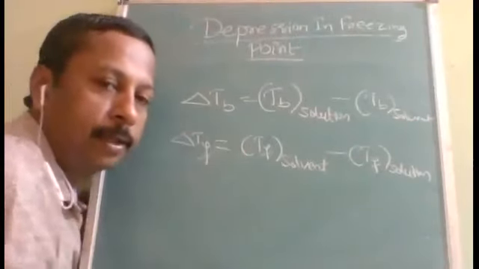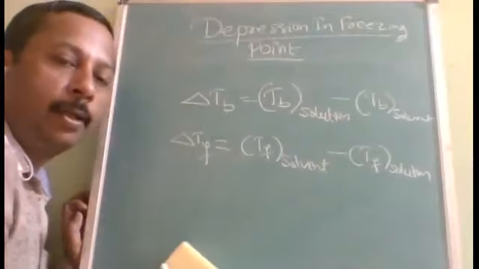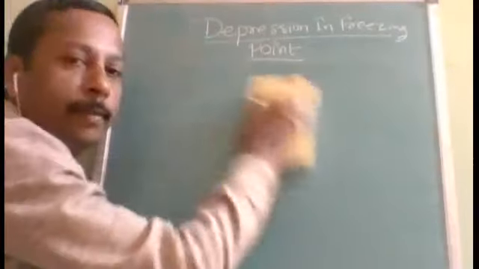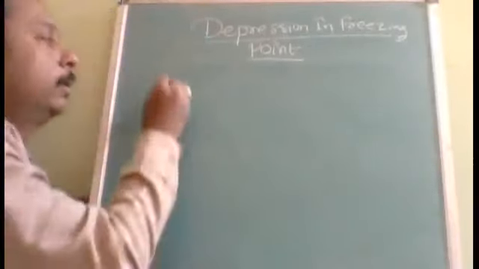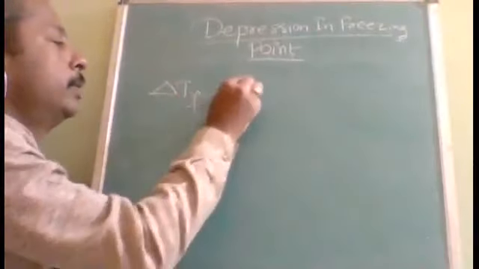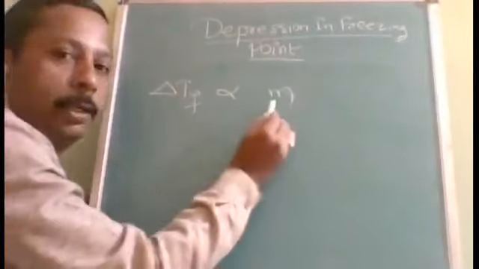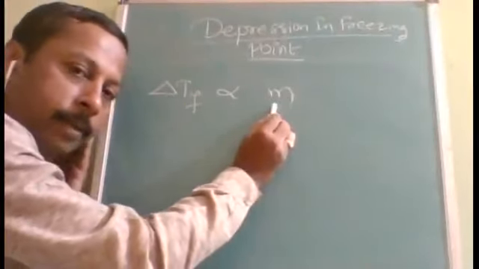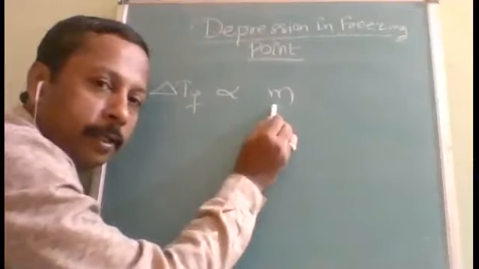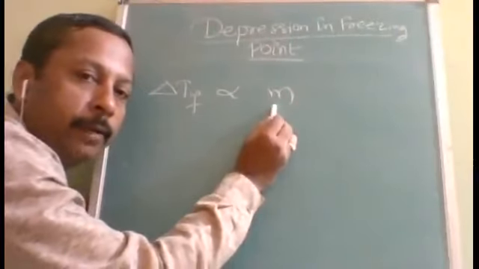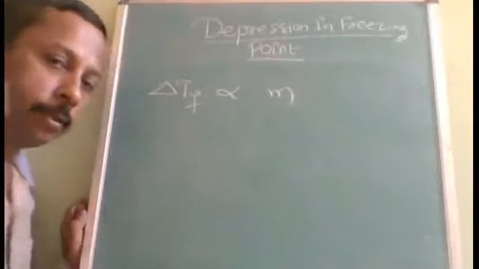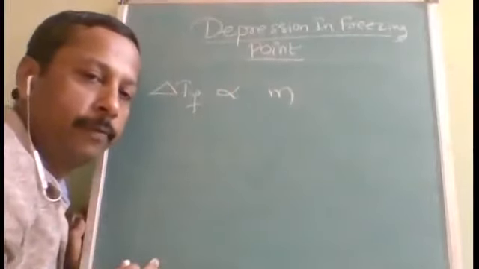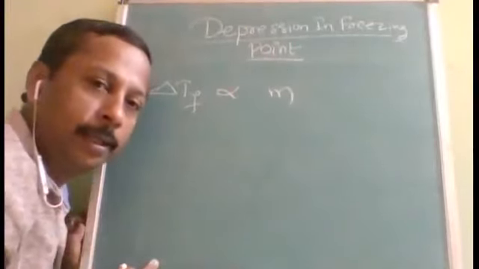But what is the common thing? It is also directly proportional to the number of solute particles. Hence the formula remains the same. Delta TF is directly proportional to molality. Why molality? Why not molarity? That I have already explained in my previous lecture. If you don't remember, then go through and revise it, because it is a very important concept. I suggest all of you to go through that lecture.